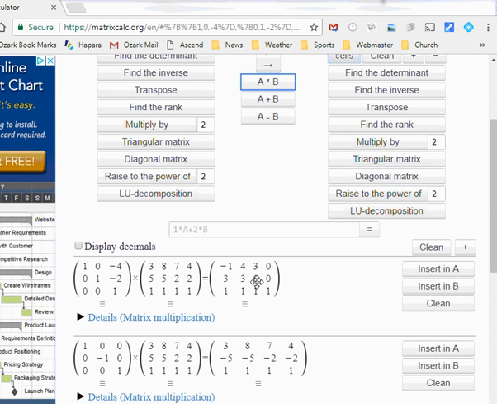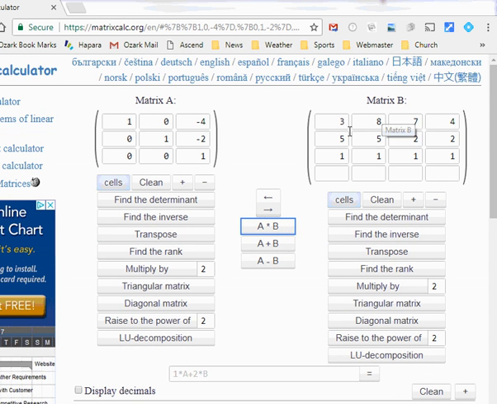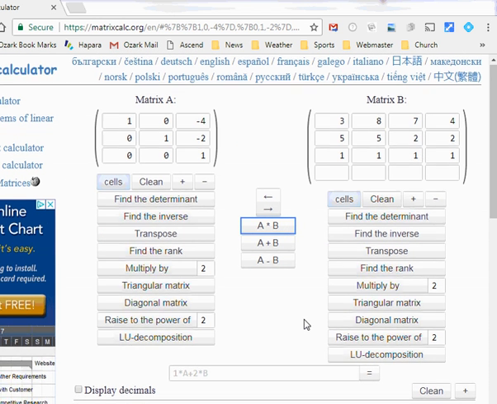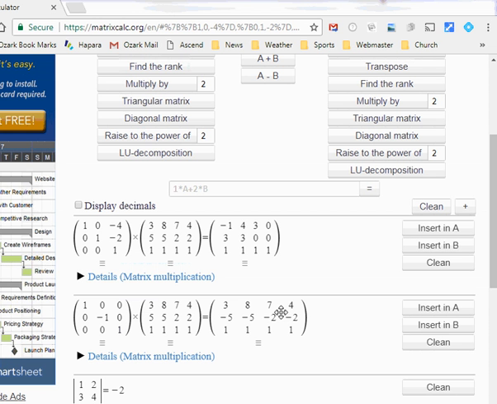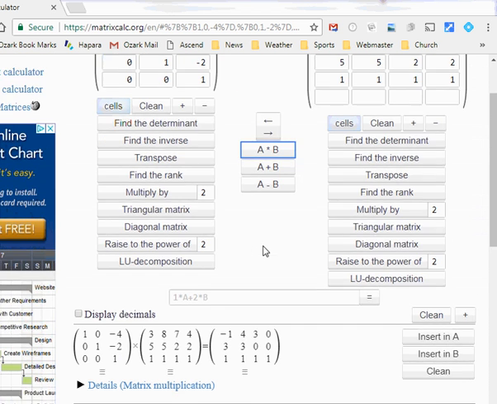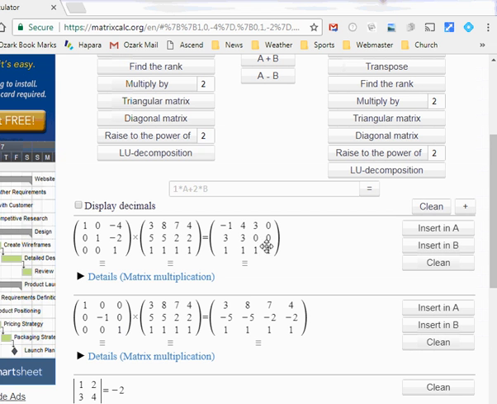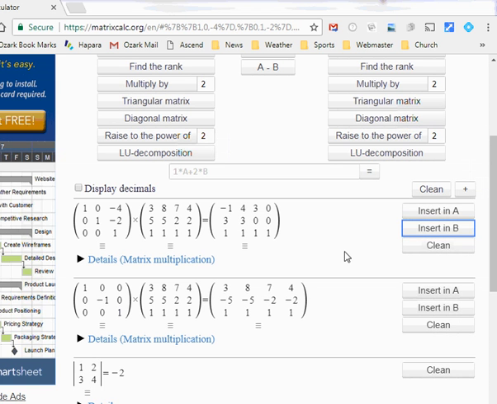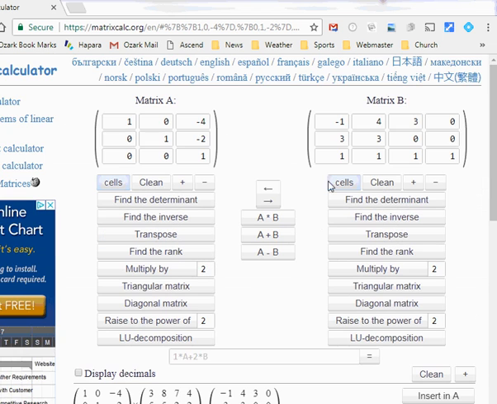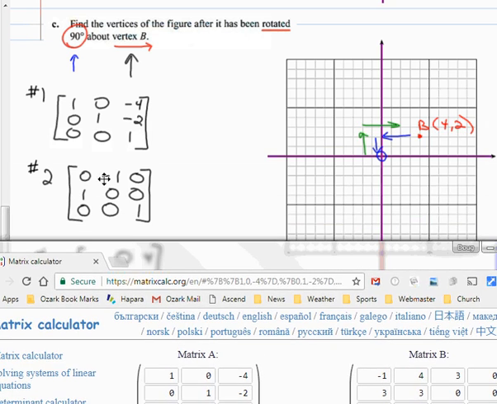Now here's my answer. Now this answer, I want to insert back up in matrix B. So I'm just going to take this answer, well, where did it go? This one. Yeah, I want to take this answer, am I right? Yes. I want to take this answer and I want to insert it in B. So that negative 1, 4, 3, 0, there it is. It's in B. So now I'm ready to do step number 2, my rotation of 90 degrees.